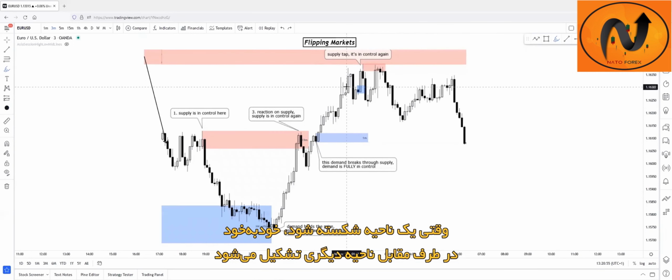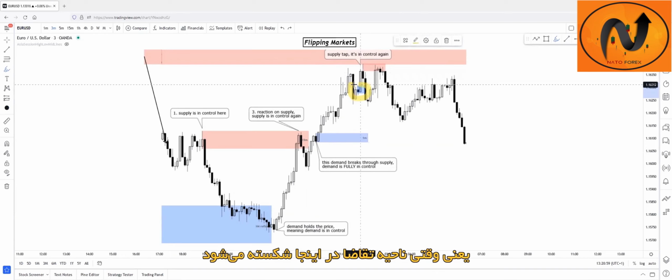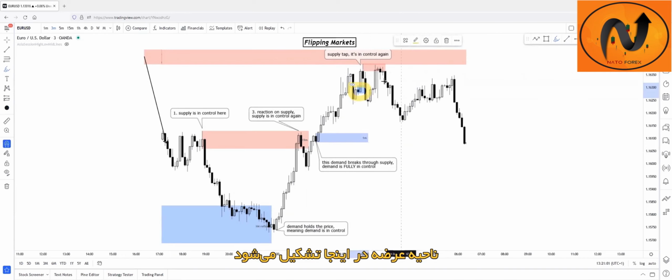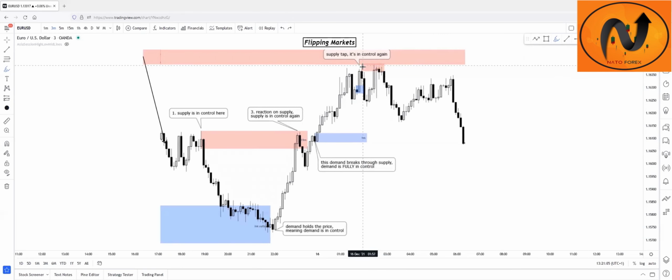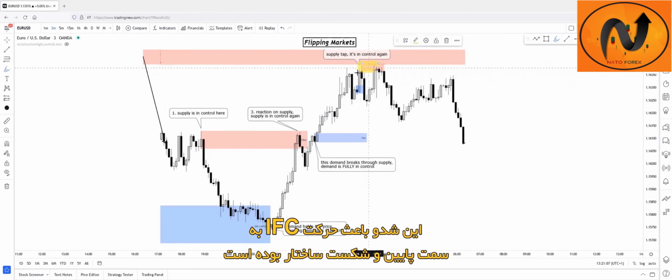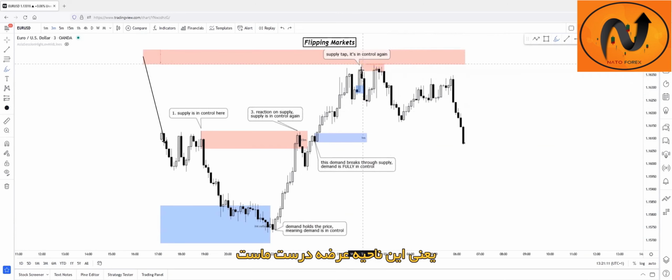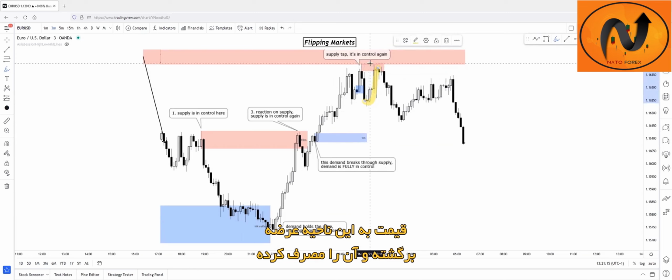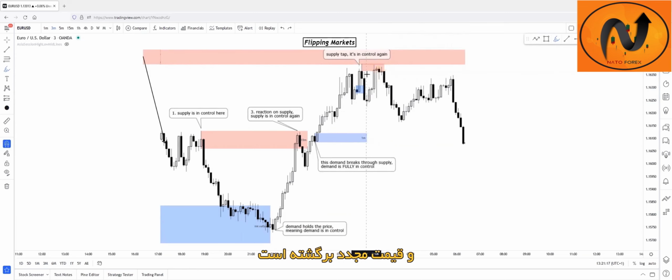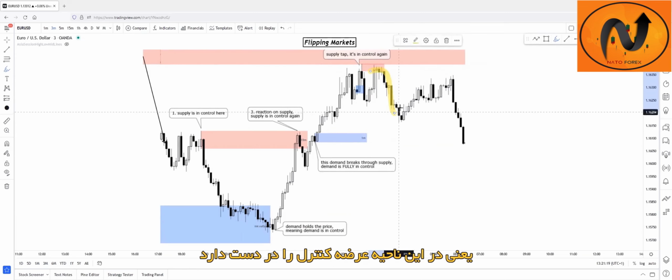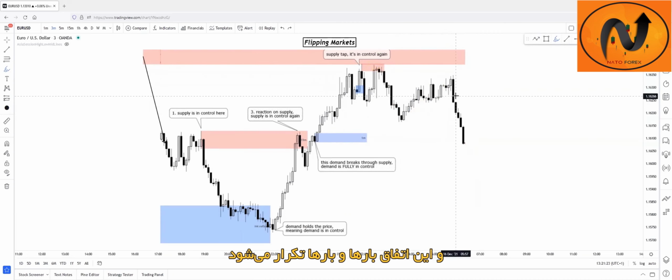If a zone breaks, then an opposite side zone will be automatically created. So if a demand zone breaks, which is here, a supply zone will be created, which is here. So this weak high started the inefficient movement to the downside and the break of structure. So this means this weak high will be our right supply zone. As you can see, price came back up to this supply zone, mitigated this supply zone, and reversed the price again. So this means supply is in control in this region. And this goes on and on again.